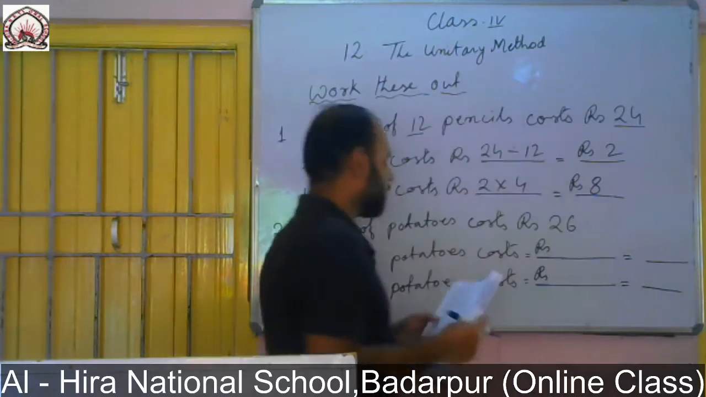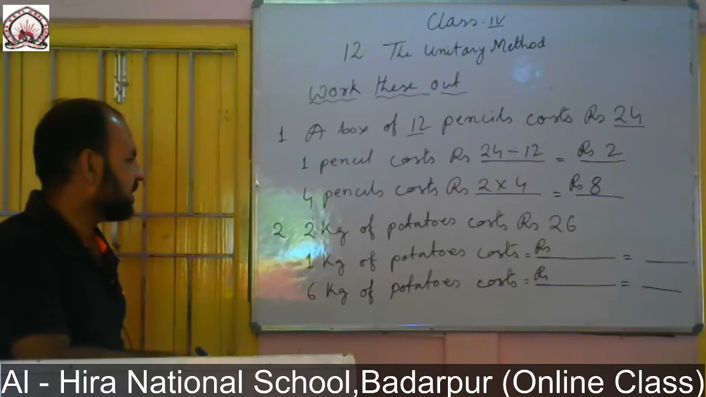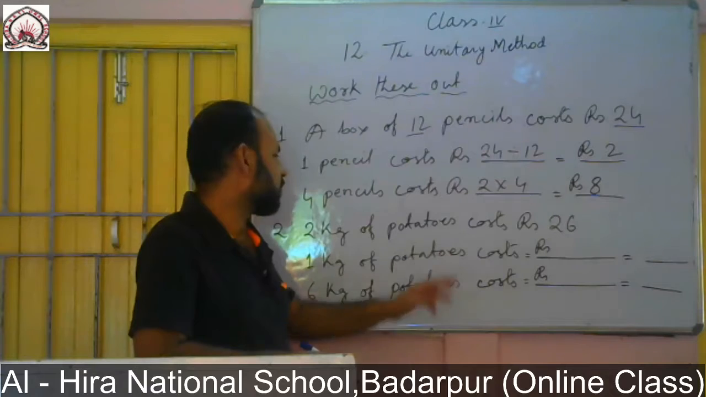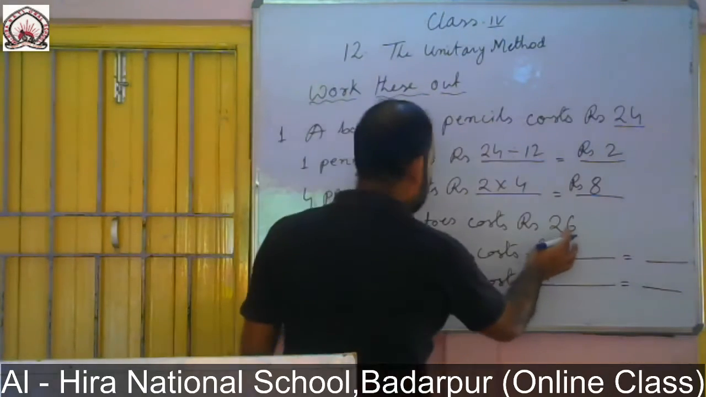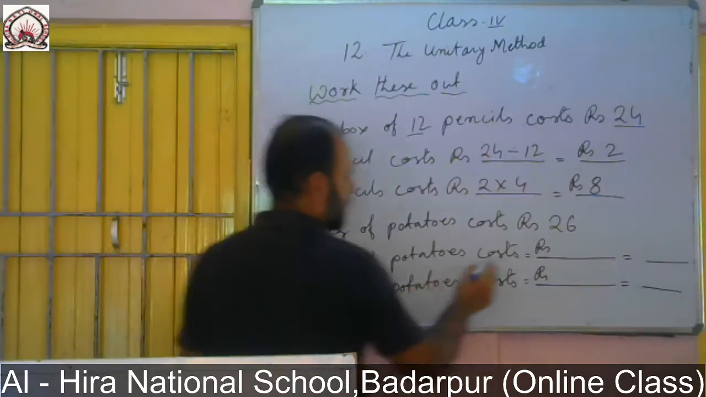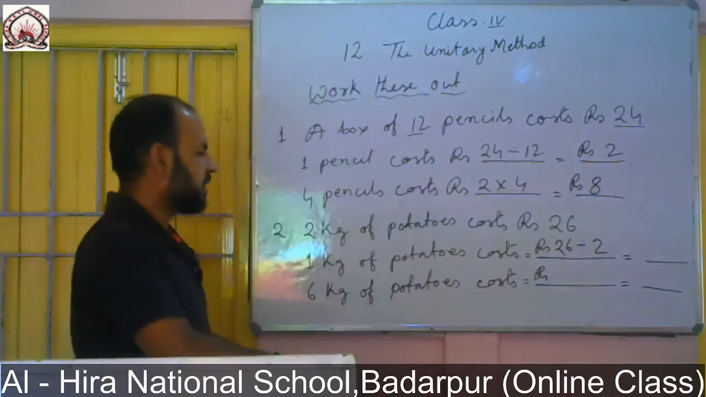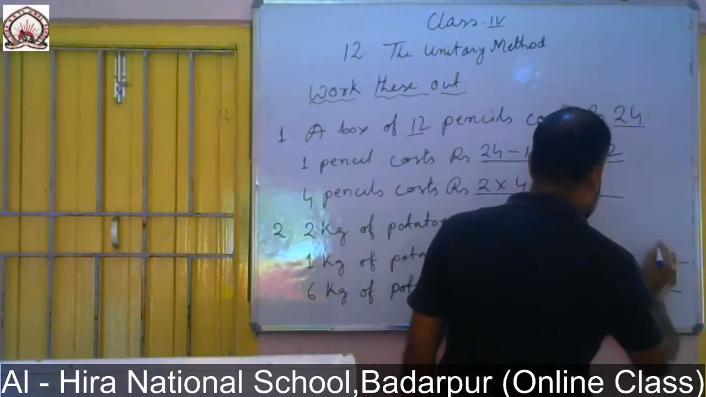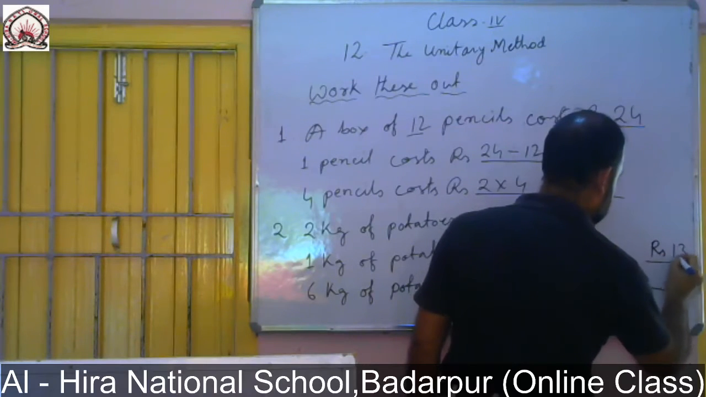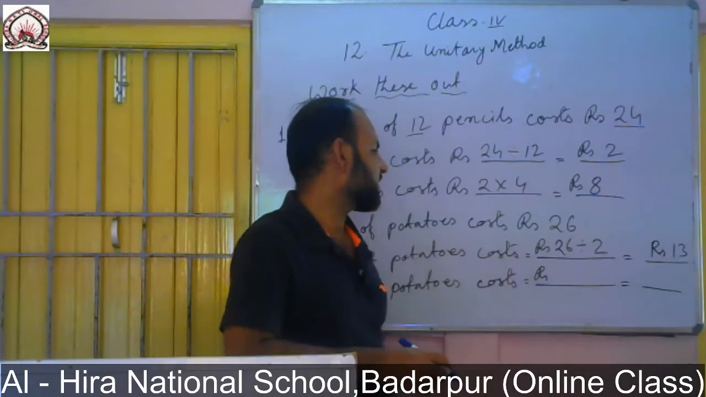So we know first we divide. If we find the cost of 1 kg of potatoes, first we divide: 26 divided by 2. If we divide 26 by 2, then 2 thirteens are 26, rupees 13. So 1 kg of potatoes costs rupees 13.